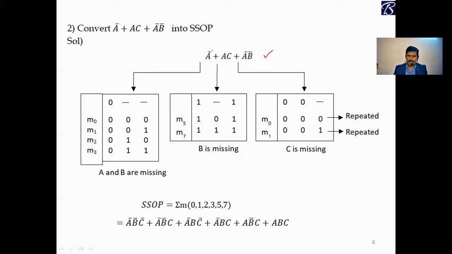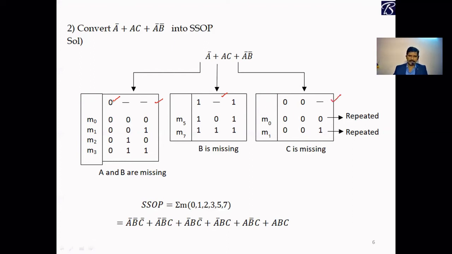Take this expression. In the first term, two variables are missing. A bar you write as 0, and for B and C you write hyphen and hyphen. In the second term, A and C are there, that means A is 1, C is 1, and B is missing, so you take a hyphen. In the third term, A bar B bar means 0, 0, and C is missing, so you take a hyphen.